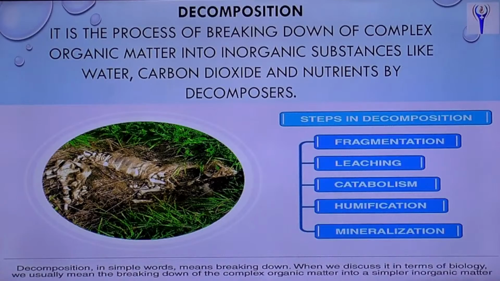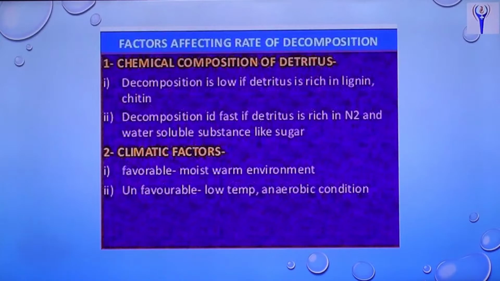And we'll see what factors affect decomposition. The first is the chemical composition of the detritus. If the detritus is rich in lignin, the decomposition will be slow. It will be fast when the detritus is rich in nitrogen and water soluble substances like sugar. As for climatic factors, decomposition is favored by a warm environment and is unfavorable at low temperature and in anaerobic conditions.